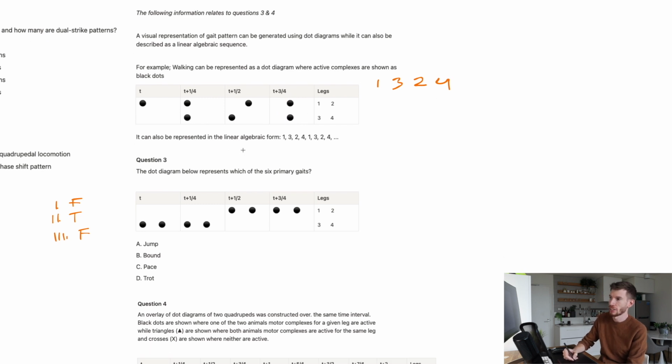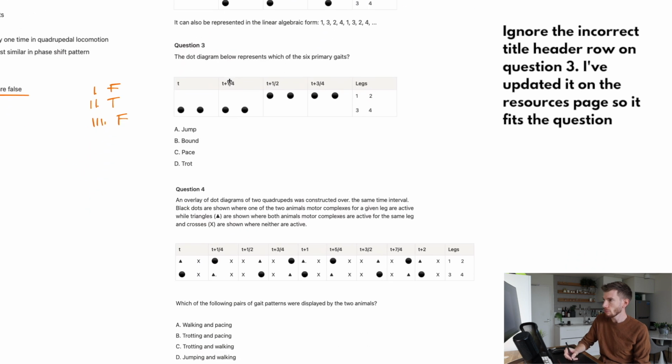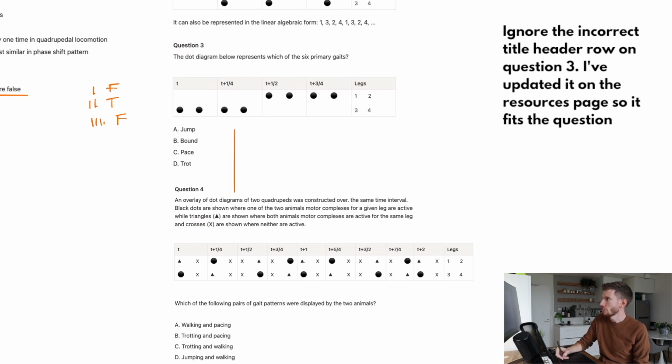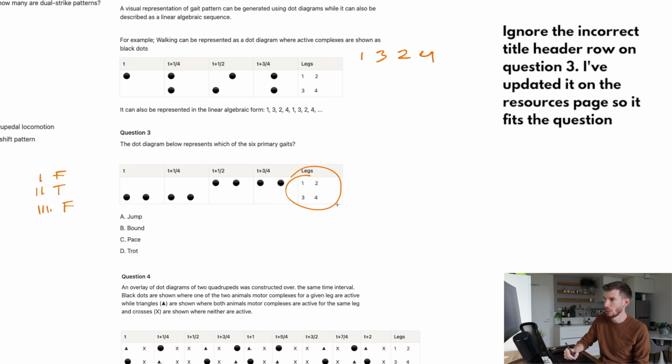And it can also be represented in the linear algebraic form, and there we go, 1, 3, 2, 4, 1, 3, 2, 4, like that. So we have to be prepared for use of either of these new patterns. The dot diagram below represents which of the 6 primary gaits. So looking at this, you'll notice that one thing that I did as a trick is I changed the actual positions of the legs compared to the first table. The first table had 1, 2, 3, 4. We've got it upside down now. The left and right are still on the same sides though. So watch out for that.